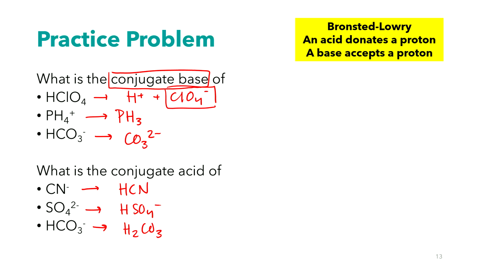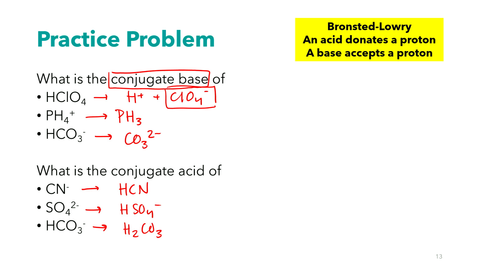Yes, because it acted as an acid, so it must have given away or donated a proton. So I've got to take a proton away from HCO3 minus. So it becomes CO3 2 minus. Yes, so it was already negative. I took another plus away. It becomes 2 minus. It has an H that it can give away. All right, so this should feel very quick, okay?